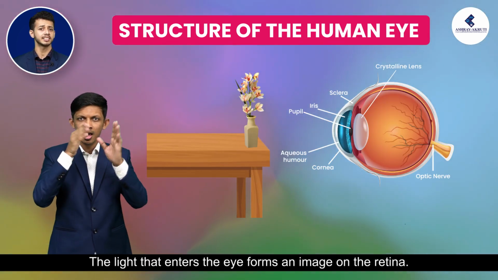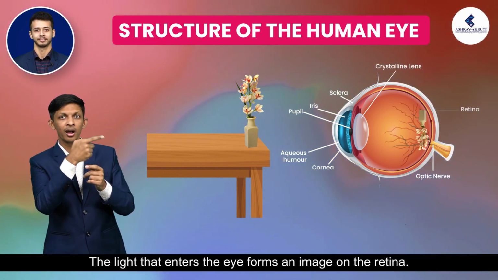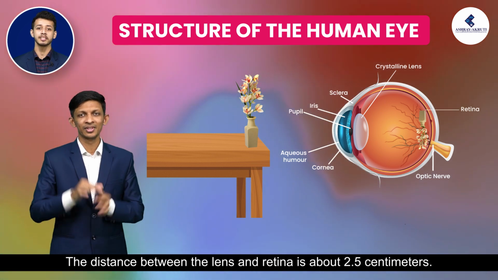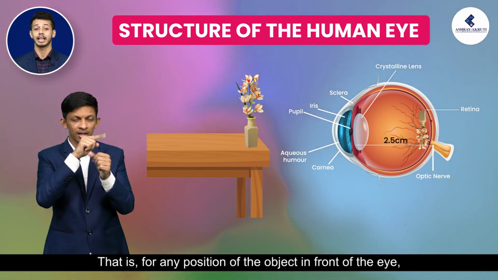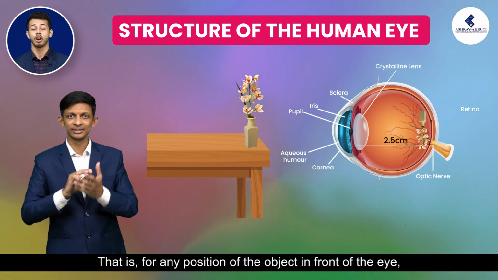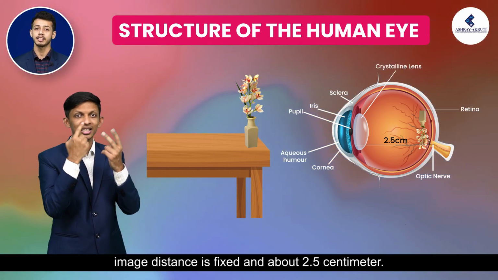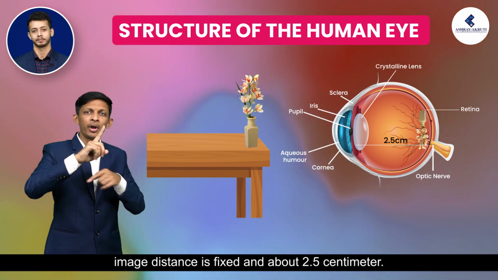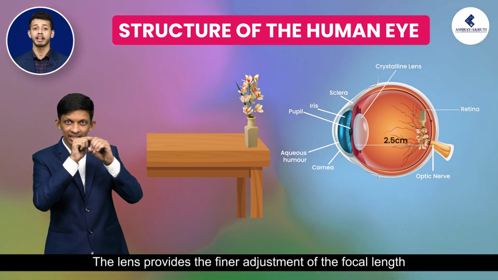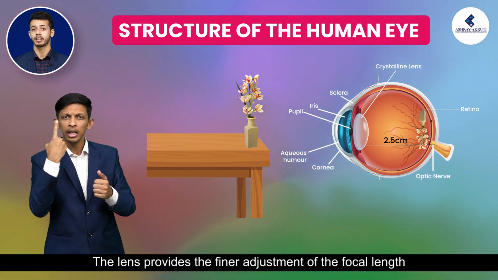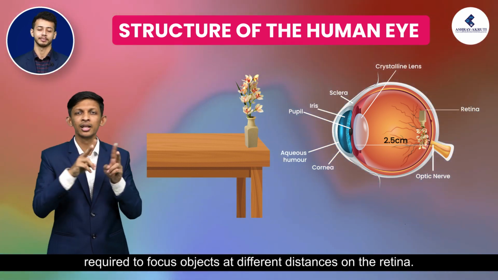The light that enters the eye forms an image on the retina. The distance between the lens and retina is about 2.5 centimeters. That is, for any position of the object in front of the eye, image distance is fixed and about 2.5 centimeter. The lens provides the finer adjustment of the focal length required to focus objects at different distances on the retina.